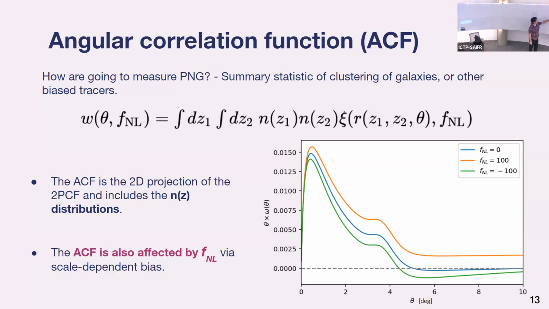The interesting part is that this angular correlation function is also affected by this primordial non-Gaussianity parameter, fNL. In blue, you can see the curves for fNL equals 0 for the angular correlation function, in orange you have 100, and in green you have minus 100. So this is something that we can actually capture from the DES.